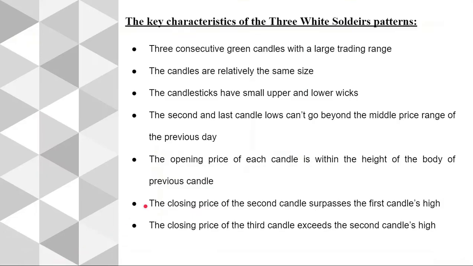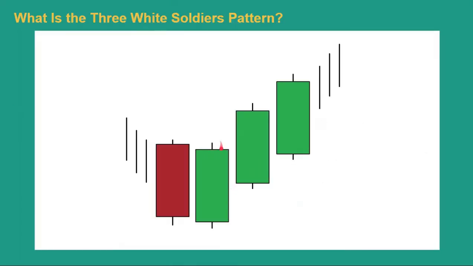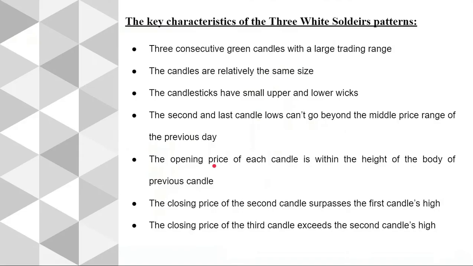Let's summarize the key characteristics of the 3 white soldiers pattern. 3 consecutive green candles with a large trading range. This is the first characteristic. The candles are relatively the same size. The candlesticks have small upper and lower wicks. As you can see here, very small upper and lower wicks.